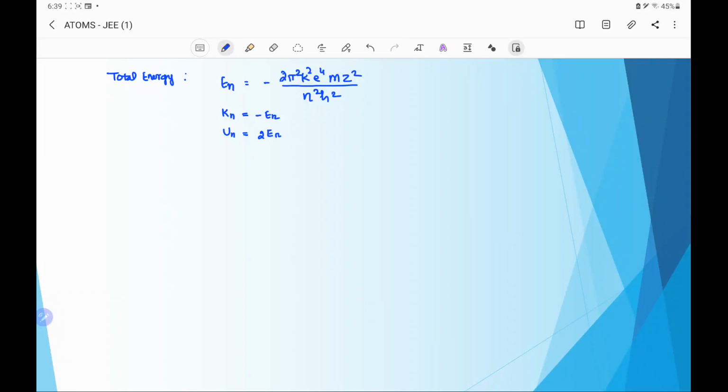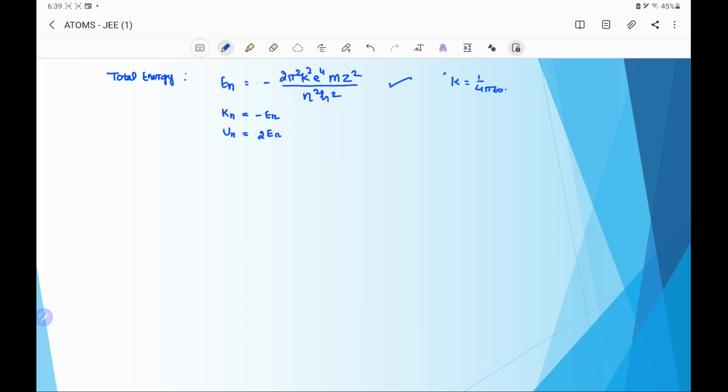We have derived the relation for the total energy of the electron in the nth orbit, and it is En equal to minus 2 pi square k square e raised to power 4 m z square by n square h square. Here k is equal to 4 pi epsilon naught. And the kinetic energy is negative of the total energy, and potential energy is twice the total energy.